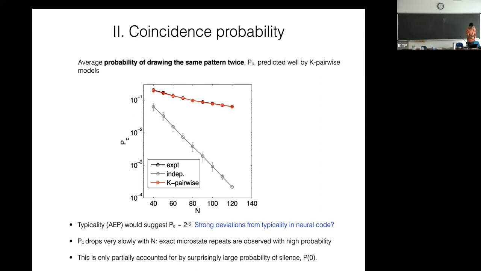So here there are interesting consequences. Again, it's a test of the model, but it's an interesting way to think about an ensemble of high dimensional code words where this coincidence probability is decreasing so slowly. It doesn't even look exponential. It kind of goes even more slowly.